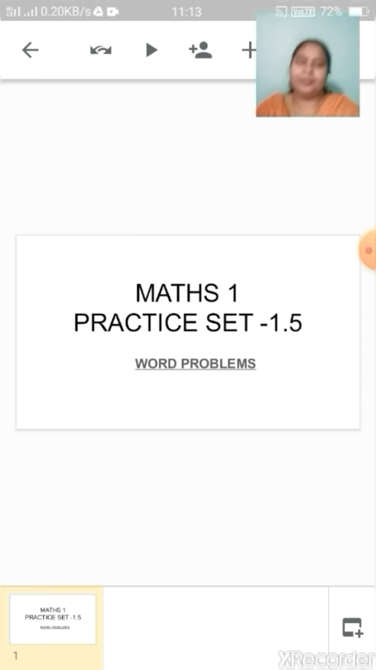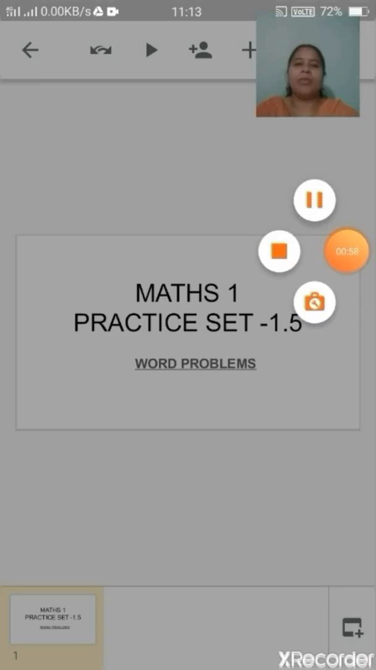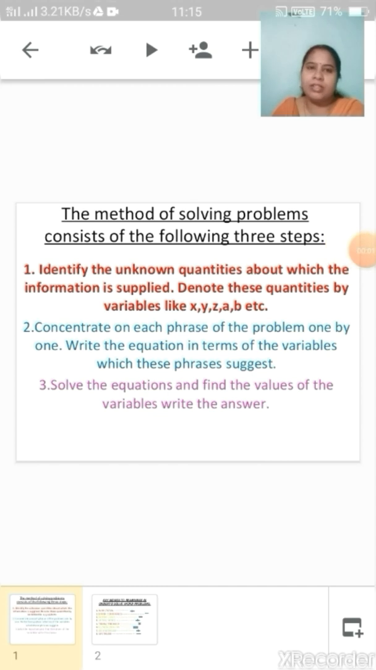So, to start with, I have prepared a few things for you to remember, as steps before you start solving any word problem. So here are the steps. The first step is to identify the unknown quantities about which the information is supplied. Denote these quantities by variables as x, y, z, a, b, etc. Now this is always the first step in a word problem. You have to read the question properly and understand which are the unknown quantities in it. And always your first step will be to denote them, assume them as any of the variables.